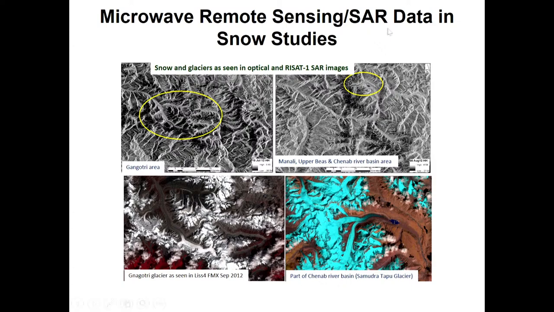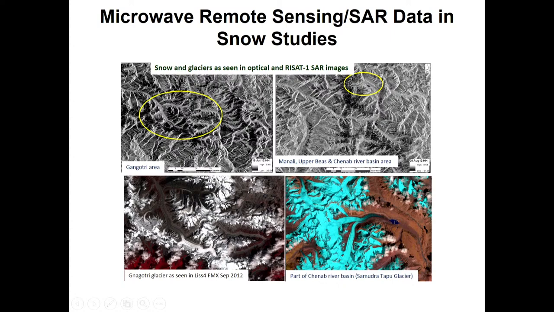This is how the snow-fed region will appear in the SAR data sets. You can see here, this is the Gangotri glacier, how it appears in optical and how it appears in SAR. This is the Samudra Tapu glacier region, how it appears in the RISAT-1 SAR data sets. You can see here, if dry snow is present in the image, due to the penetration in the snow, we will get less energy back to the sensor.